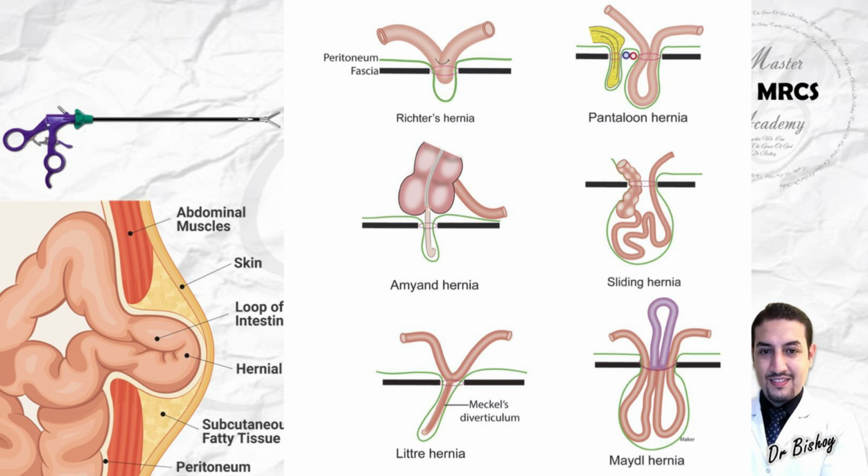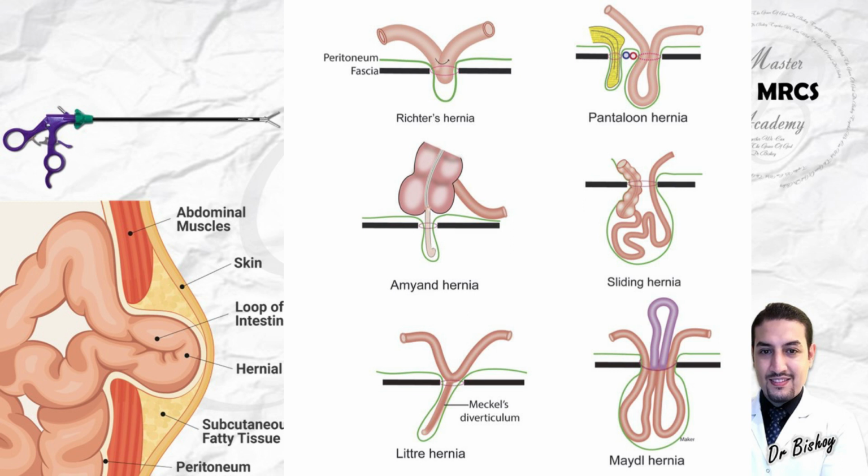Great surgeon, please don't confuse the names of the hernia. I know it's a little bit about memory. We have Amyand and Maydl hernia. The Amyand hernia is not the Maydl. The Maydl is when you have a W-shaped loop within the defect, while the Amyand is when you have the appendix within the hernia sac. Take care. Amyand and Maydl. Amyand is the appendix. Maydl is about, yes, the W-shaped loop.